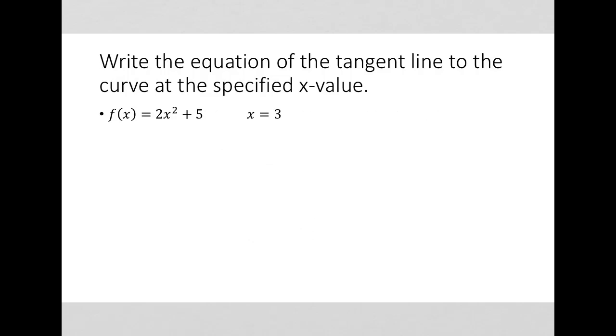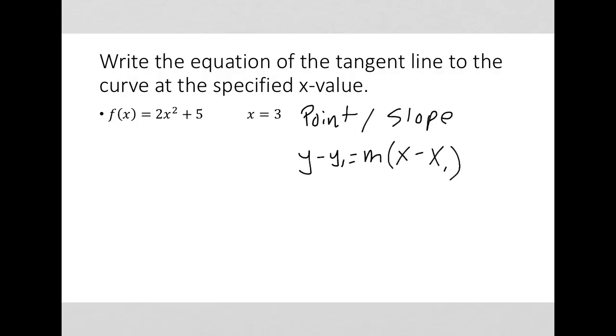So in order to write the equation of the tangent line to this curve at this x value, we need to know two things. We need to know the point of tangency, and we need to know the slope of the tangent line. And then we will plug into our point slope form, y minus y1 equals m times x minus x1.